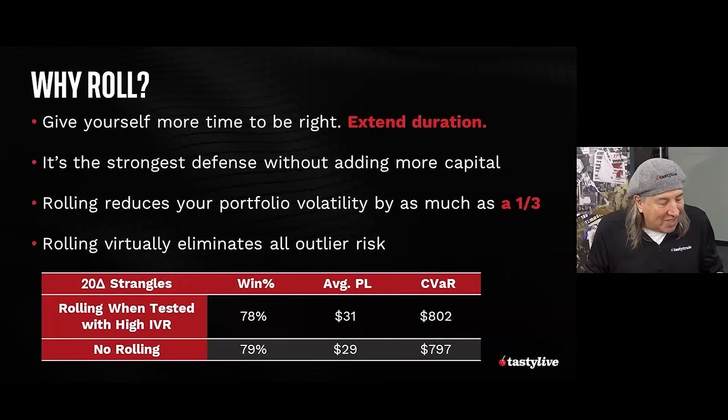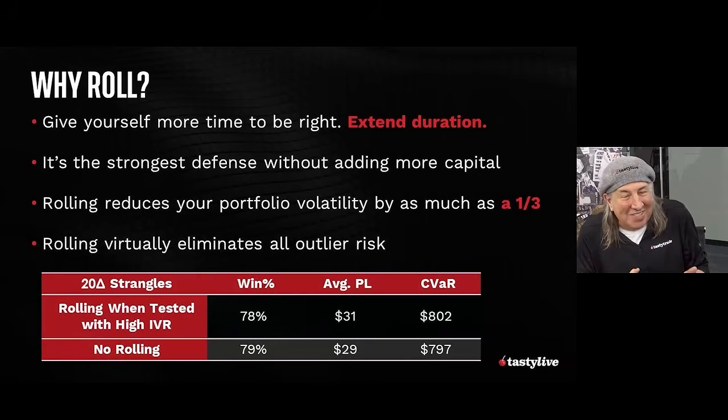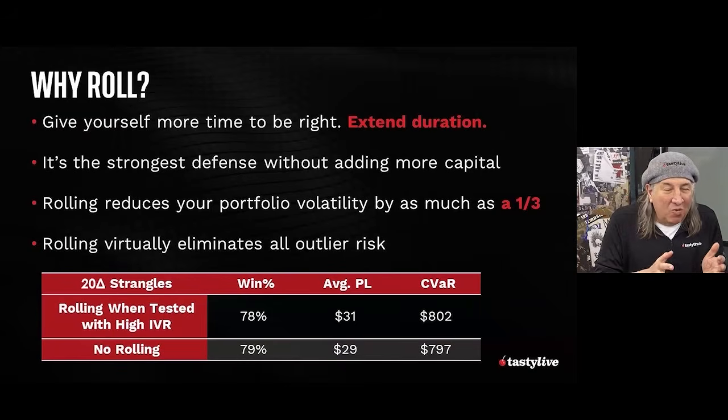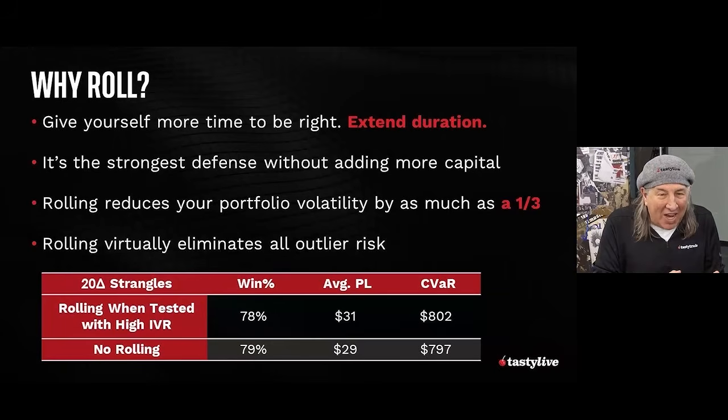So the next piece I wrote was about why roll. Give yourself time to be right. That's why we roll. We extend duration. We're always right, but sometimes we're super early, whether it's years, days, months, weeks, whatever it is. But you roll because you give yourself time to be right. We call that extending duration. Rolling is the strongest defense without adding more capital to a position. Rolling reduces your risk, buys time, and doesn't require that you add more capital.